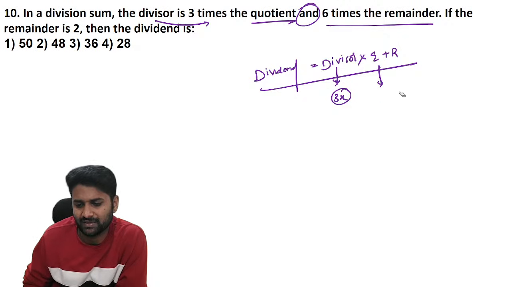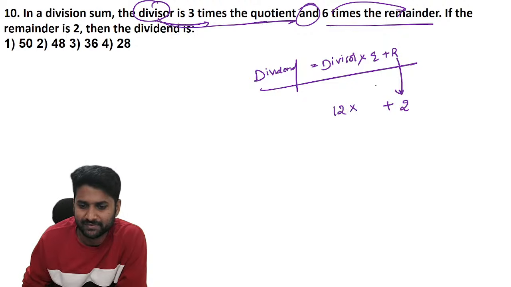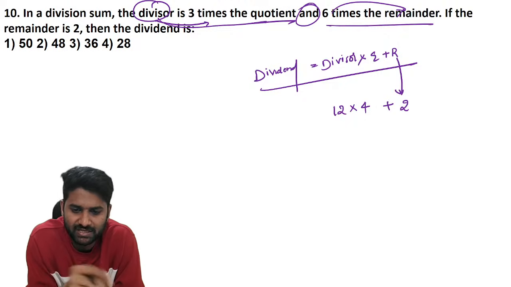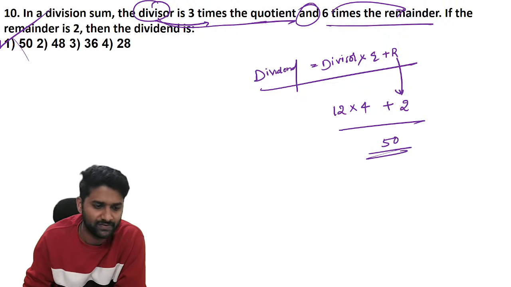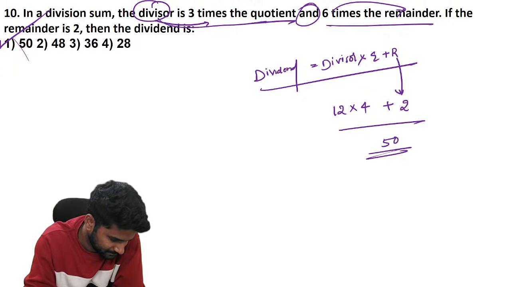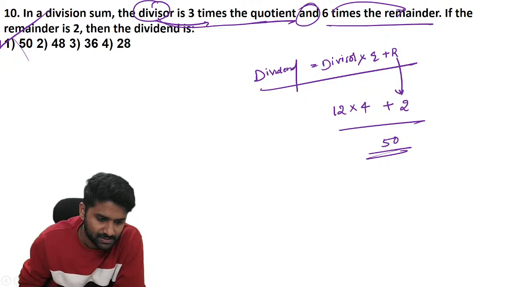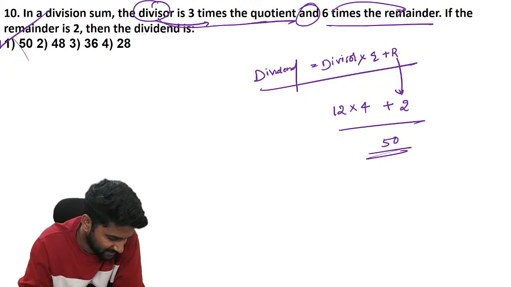So directly we have the data, no need to take x and y. Remainder is 2. As you know, the divisor is 6 times the remainder. 6 times the remainder is 12. And 3 times the quotient is 4. See, the divisor is 3 times the quotient and 6 times the remainder. If the remainder is 2, then the total dividend value is 50. Clear? So dividend is equal to divisor multiplied with the quotient plus remainder.